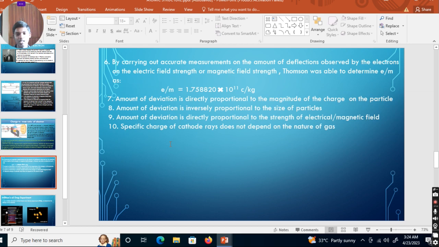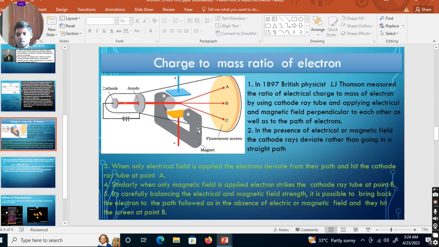When the electrical field is applied, it deviates to point A. When the magnetic field is applied, it deviates to point C. When both fields are arranged in balance, it touches the fluorescent screen at point B. This is the cathode and this is the anode. This is the voltage. We know the conditions: high voltage and low pressure. And this is about the charge to mass ratio of the electron.